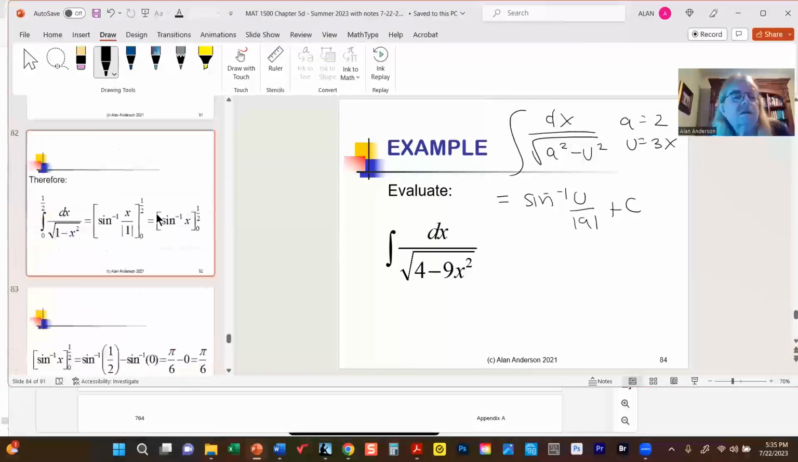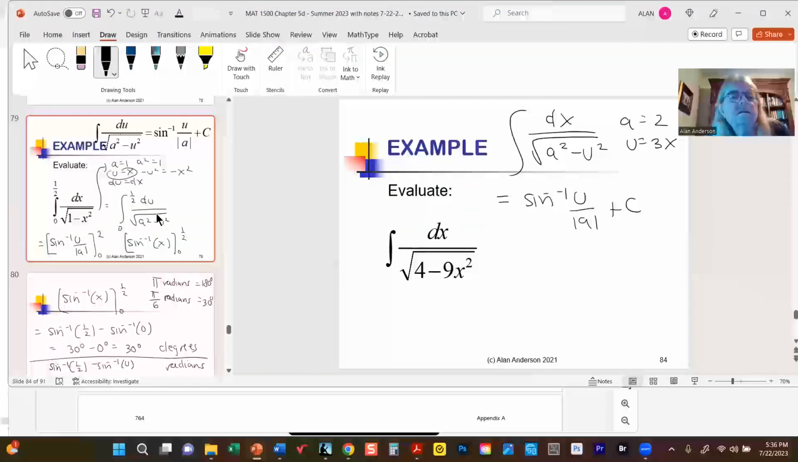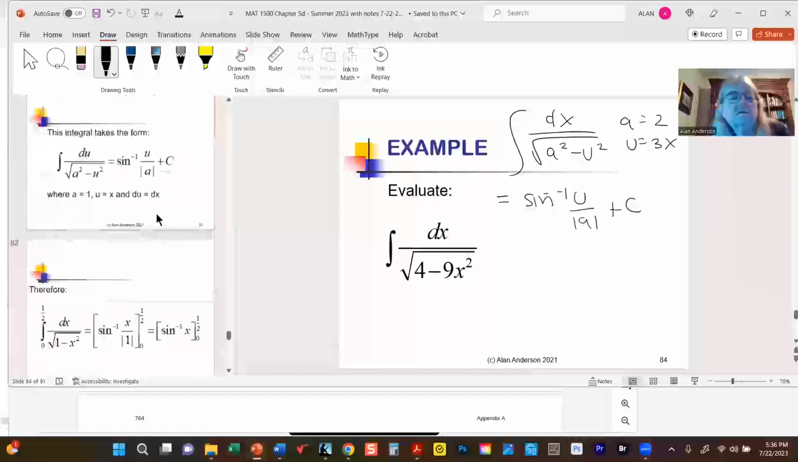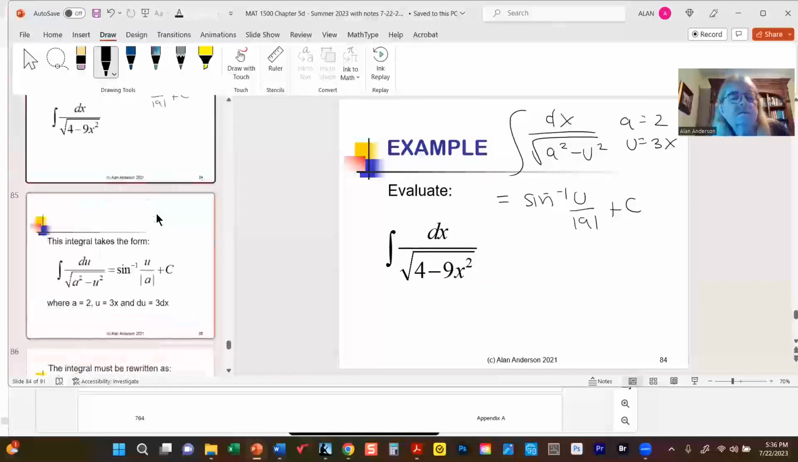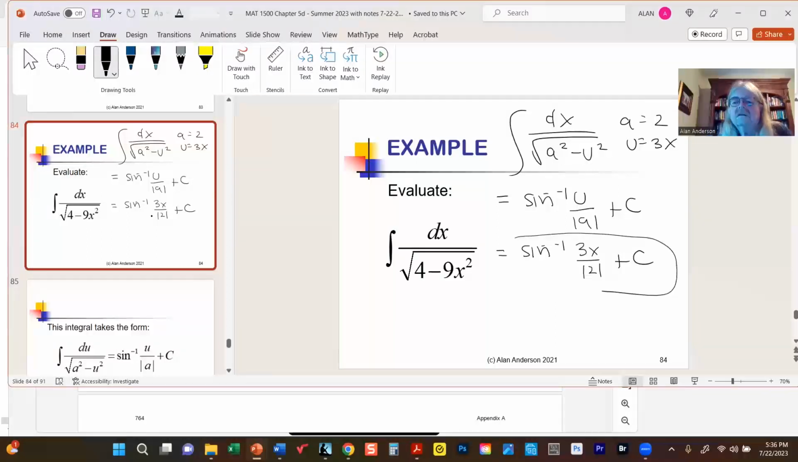So this time it's an indefinite integral, so we don't have to worry about evaluating it. And that would be it. That's the whole thing. Ooh, not bad. Not hard. But again, it's all about recognizing this form.